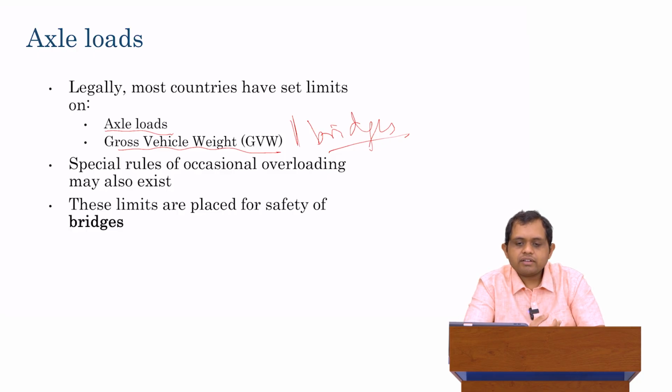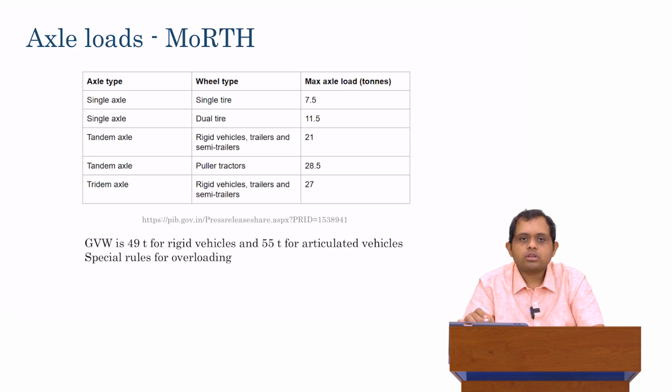But it's also something we have to look at when we characterize traffic for designing JPCP, even if it's not on bridges. Occasionally, you might have some overloading, where a couple of vehicles now and then might be overloaded, and then they need some special permission to do it. So this rule does exist on axle loads. Now in India, whether it's followed very accurately or not is a different matter, but here is what the rules are.